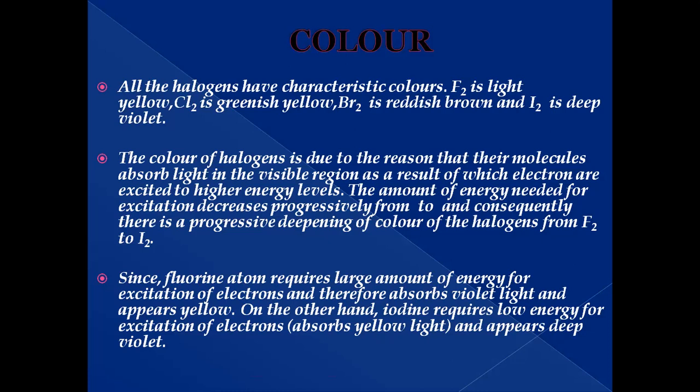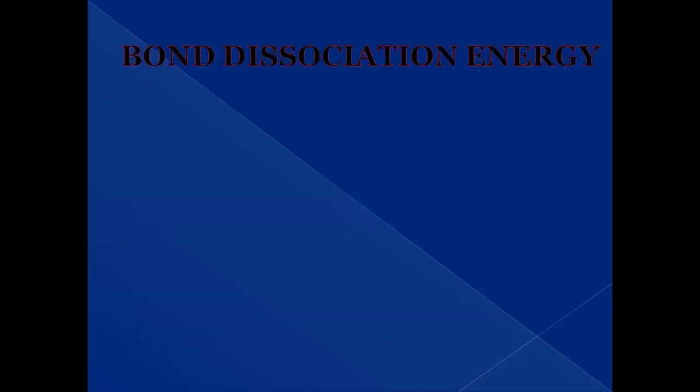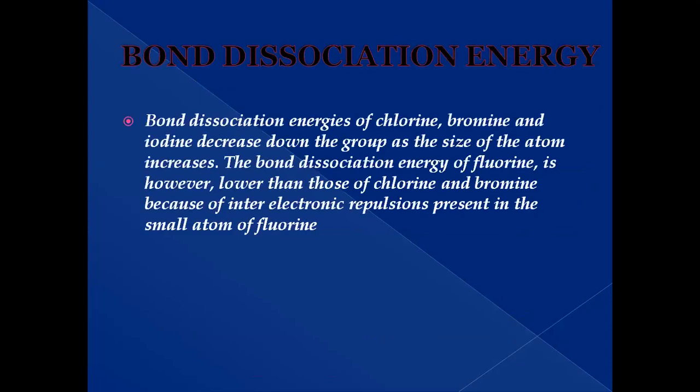Okay, because different types of energy will be required for the excitation of electrons. Then coming to the bond dissociation energy, as I was discussing in the case of anomalous properties of fluorine. Remember that the bond dissociation energy of chlorine, bromine, and iodine decreases down the group. Obviously, it's because of size. The bond dissociation energy of fluorine is, however, lower than that of chlorine and bromine, because of interelectronic repulsion present in the small atom of fluorine.